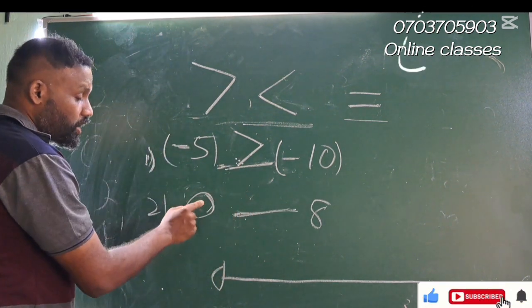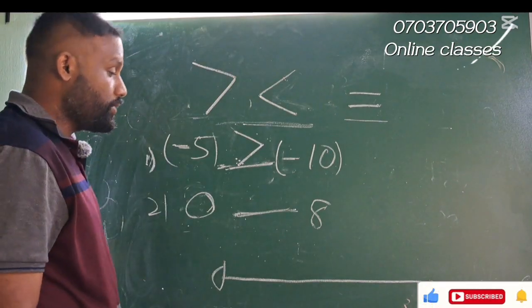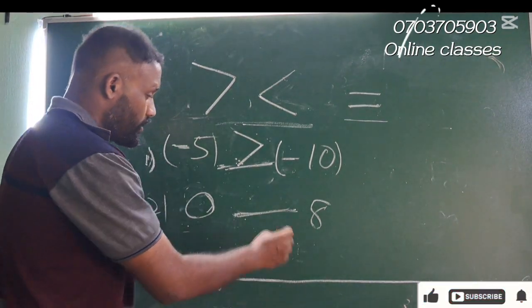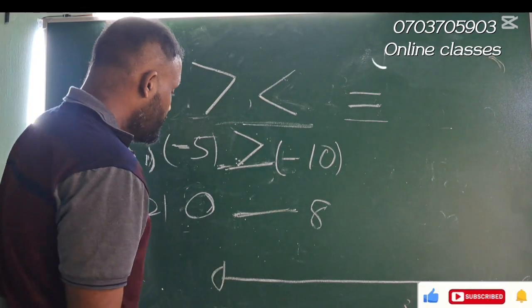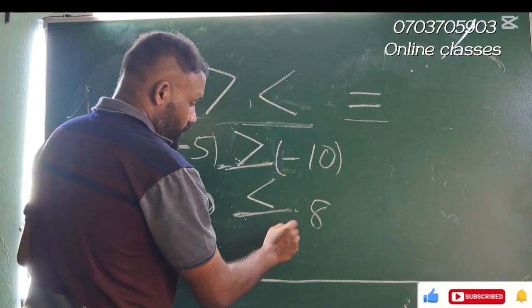Then 0 and positive 8. Which is the larger number? You know, 8 is greater than 0.